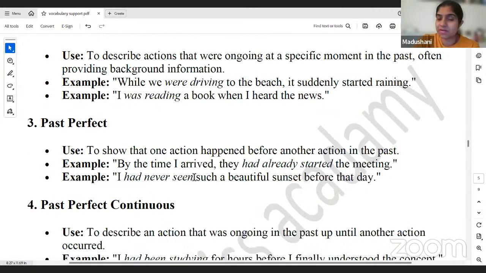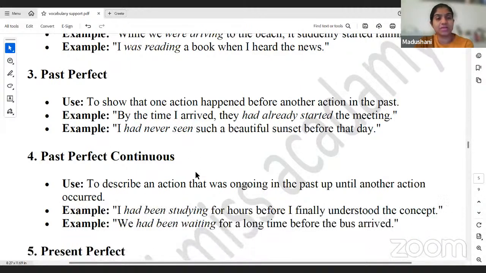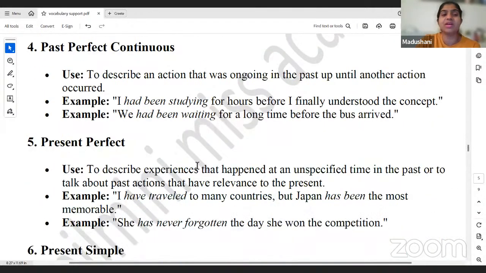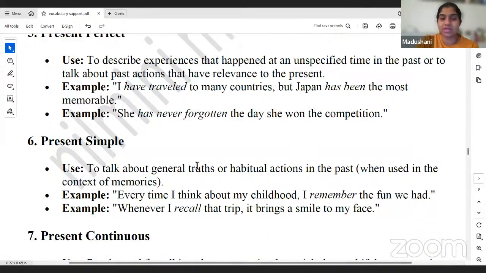Next, past perfect is needed to show that one action happened before another action in the past, and also past perfect continuous, present perfect, present simple.